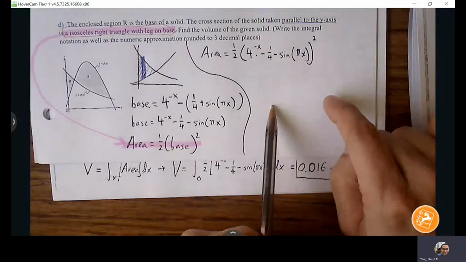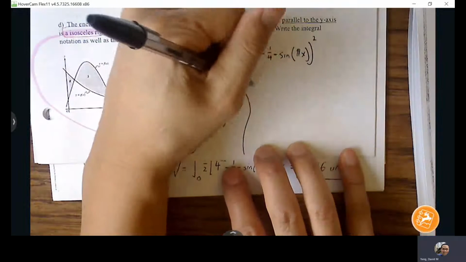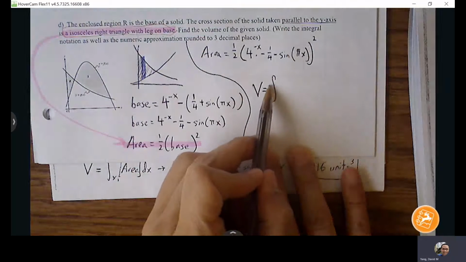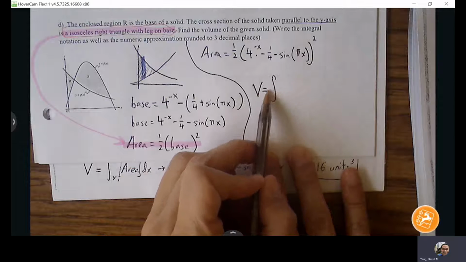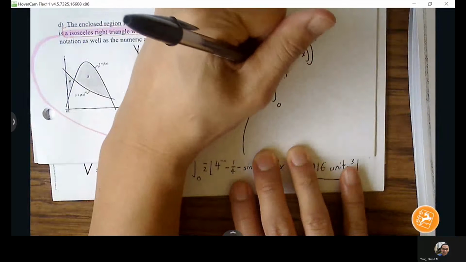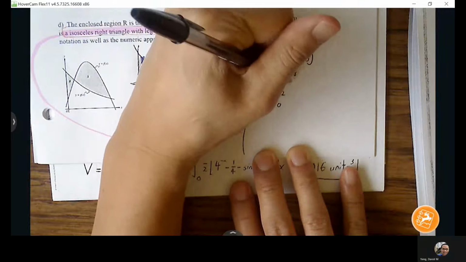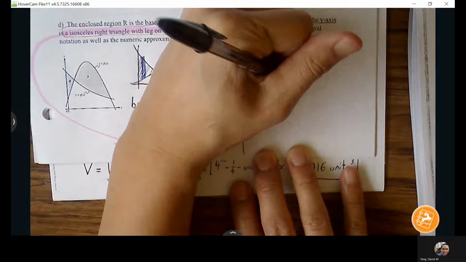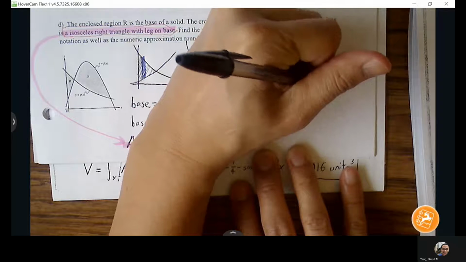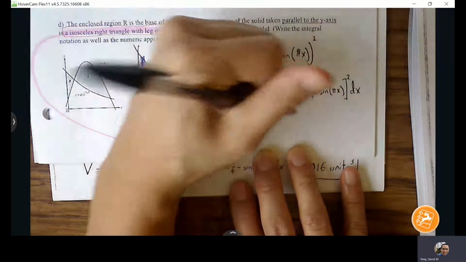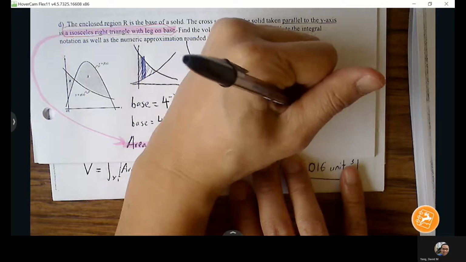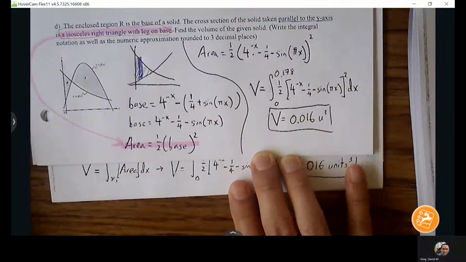Once you have your area expression, you can now insert into your volume formula. Again, there's no pi in front because there's no rotation, right? There's no circles involved here. Units cubed.